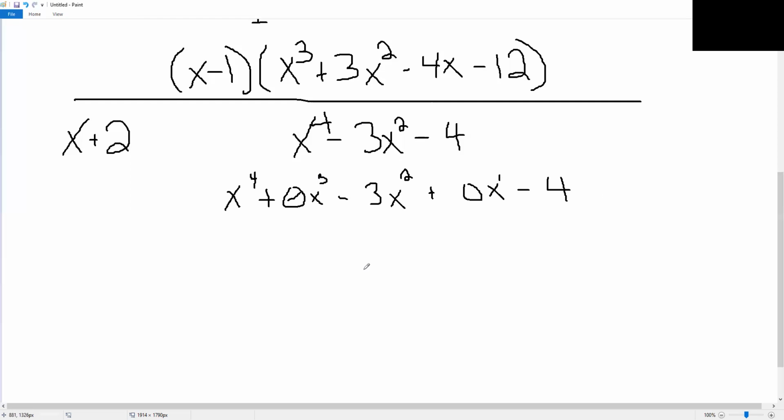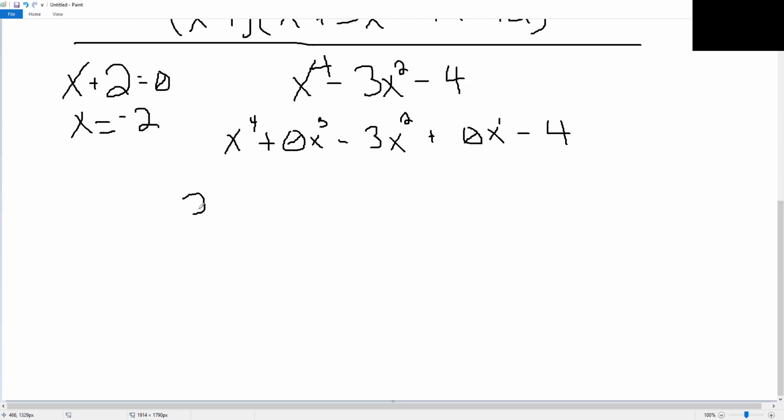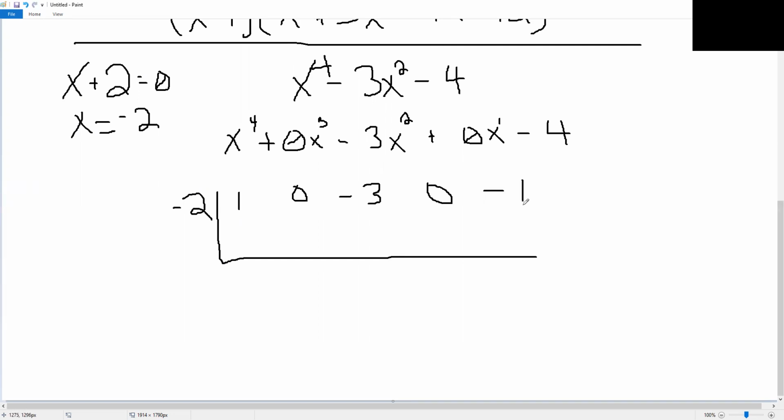Okay. Now, this is how we do it then. We just go about our business like we did on the other one. We solve this one for x, which will be x equals -2. And then we use our little box theory. Drop it down like that. And we fill in the coefficients. Coefficient of 1, coefficient of 0, -3, another 0, and a -4.